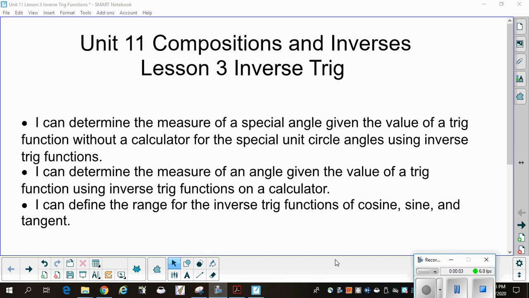Unit 11, Lesson 3, Inverse Trig. At the end of this, you'll be able to determine the measure of a special angle given the value of a trig function without a calculator for the special unit circle angles using inverse trig functions.